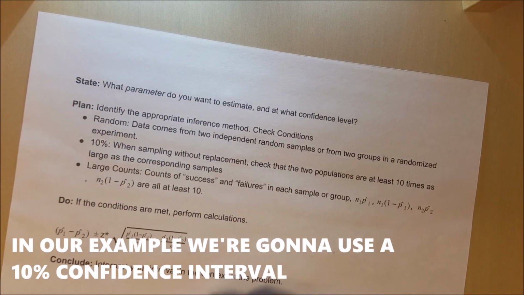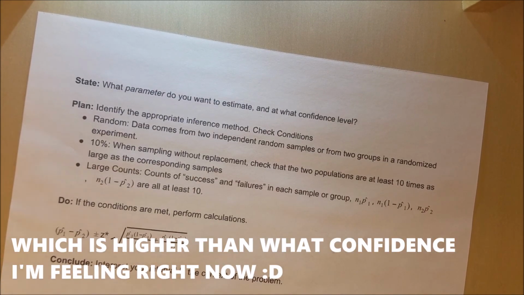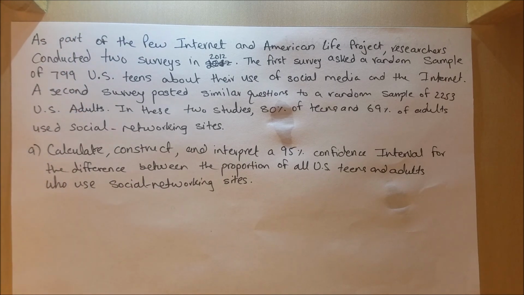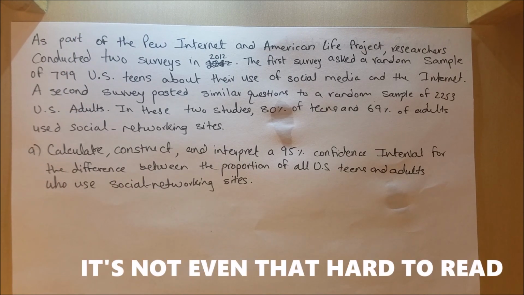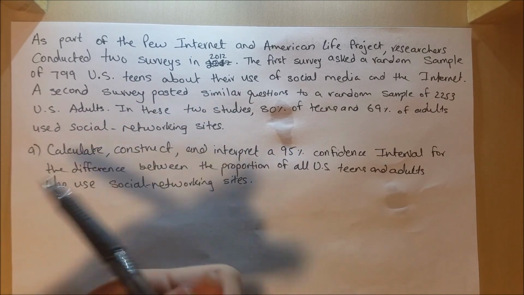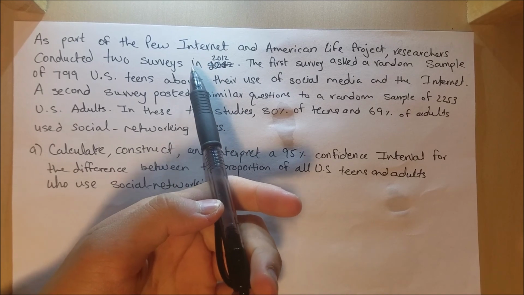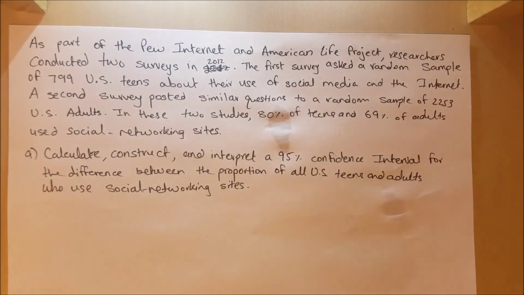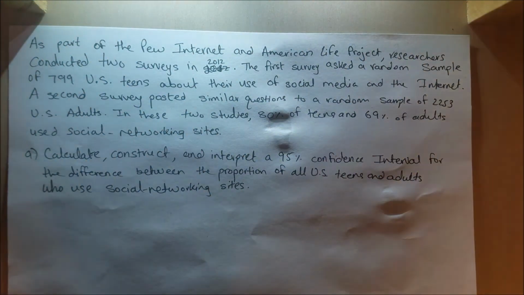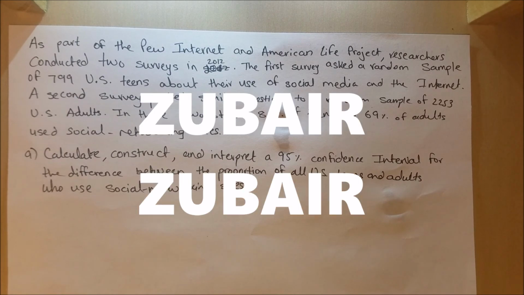In our example, we're gonna use a 10% confidence interval, which is higher than what confidence I'm feeling right now. And it says that as part of the. Do I have to read the whole thing? It's not even that hard to read. I swear to God, do I have to read the whole thing? Pew Internet. Yeah, that's literally what it's called. Pew Internet. Let's go home. Wait, start the video. You're not gonna get the whole thing.